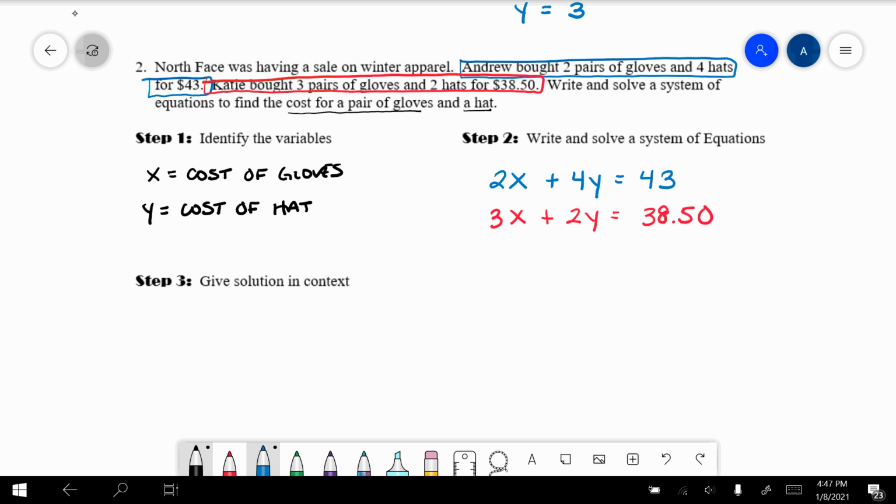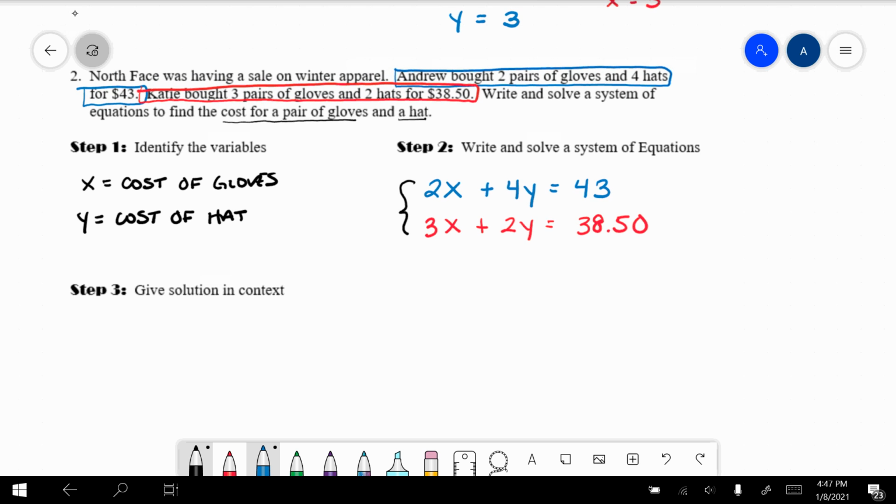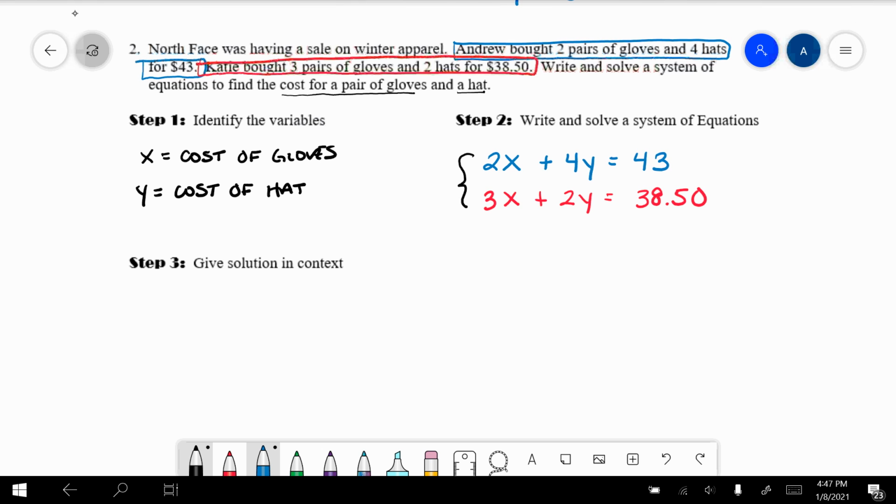So now the second part of this is, how do we want to solve it? This particular problem, because every single variable has a coefficient, I think elimination is going to be a good choice for this, okay? So what I'm going to do here is use elimination. You know what? I think we're just going to eliminate the X.